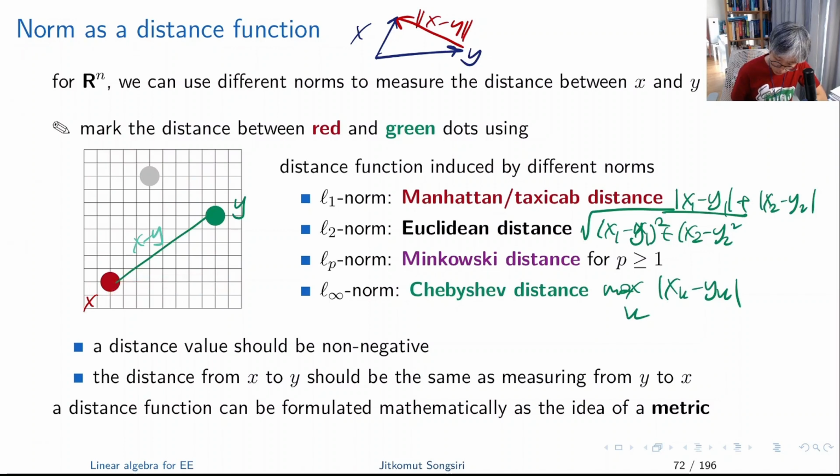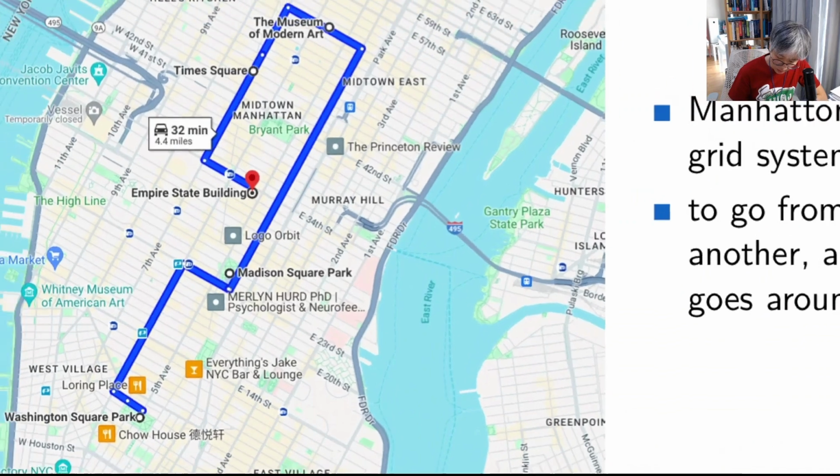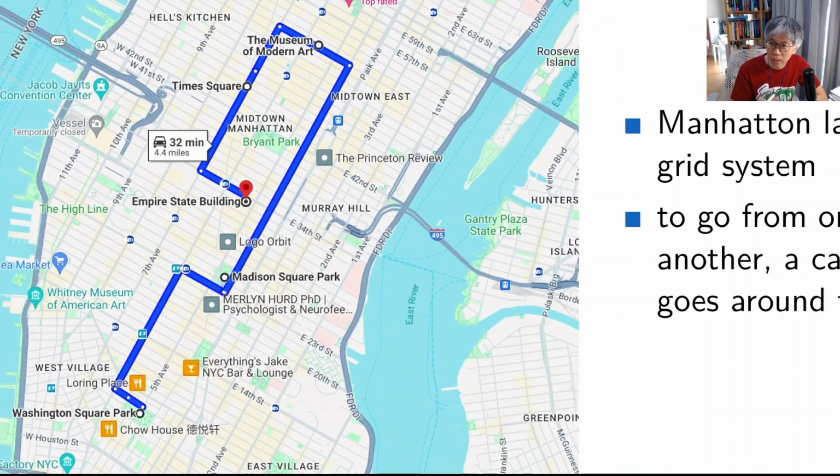For the p norm, a lot of people use the term Minkowski distance. For the one norm, people in machine learning and everything use the term Manhattan or taxicab distance, because in Manhattan the layout is a grid system. So in order for a cab driver to go from here to there, they have to drive around the block. They cannot drive straight from here to here. Okay.